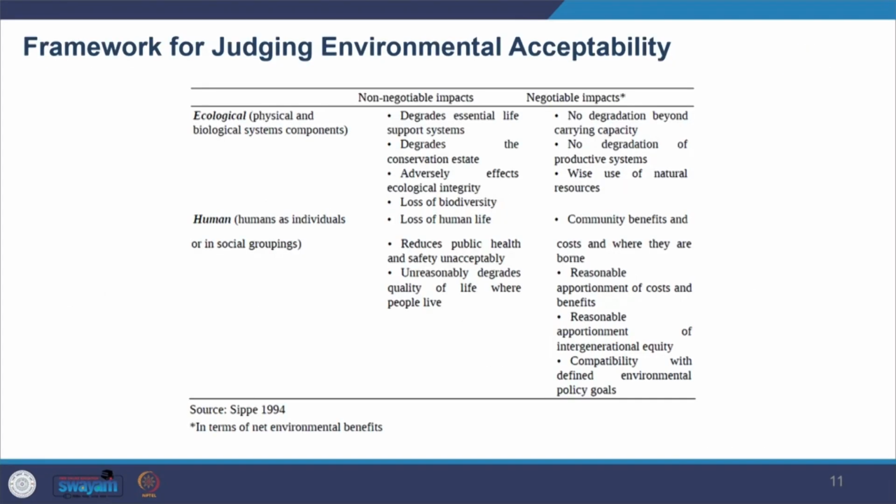So we see another framework for judging environmental acceptability. So here you see what the aspects are. You see ecological aspects, human aspects, and then you see non-negotiable impact and negotiable impact. So which are non-negotiable? If these are happening, it is not going to be acceptable. Like for example, you can see here degrades essential life support system, degrades the conservation estate, adversely affects ecological integrity, loss of biodiversity, loss of human life. So they are non-negotiable impacts. Whereas you see negotiable impacts: no degradation beyond carrying capacity, no degradation of productive systems, and so on. So you see these frameworks are available, which can be helpful for drawing conclusions here.